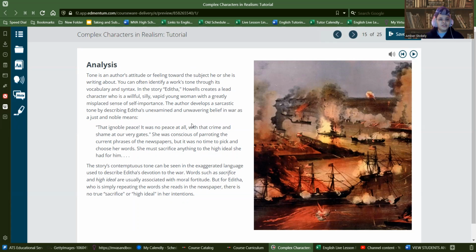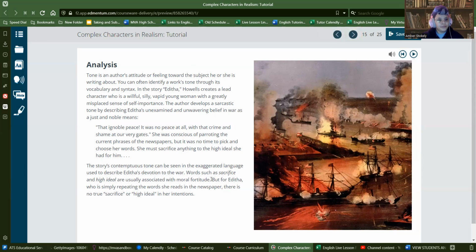And since the story is describing her as parroting, so that means repeating without thinking, because that's what parrots do, they repeat sounds. That's not a good word to describe someone. If someone's described as a parrot or a sheep, it means that they're copying or following without any thought of their own, and that's a bad thing. So the fact that the story outside of where she speaks describes her like that pretty much lets you know what kind of person she is. And then it goes on to say, she must sacrifice anything to the high ideal she had for him. So she's sacrificing even her own morals and thought processes to keep up this idea of war being a good thing. And in this story, she's trying to convince someone that she knows to go to war because she thinks it's a noble thing without thinking about how other people might think of it or how it might affect someone else.